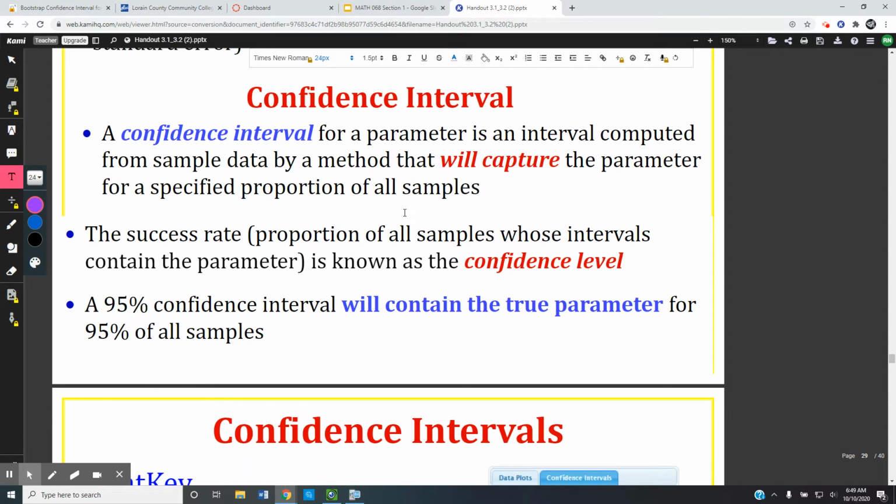A confidence interval for a parameter is the interval computed from the sample data by a method that will capture the parameter for a specific proportion. The success rate is the proportion of samples whose interval contains that parameter, known as the confidence level. So what that means is, if we say that we have a 95% confidence interval level, it will contain the true parameter for 95% of all samples. If we run that sample 100 times from the sampling distribution, 95% of the samples will actually catch that parameter of that population.